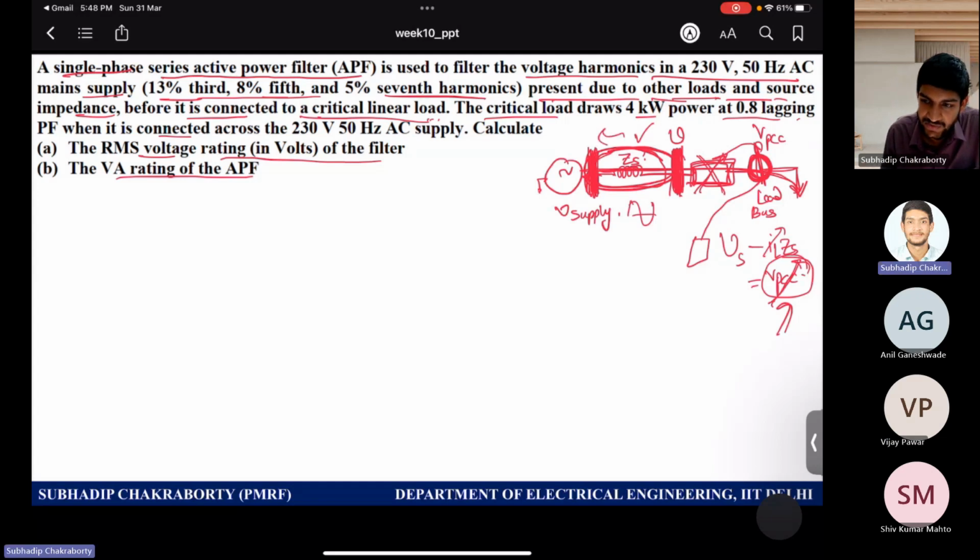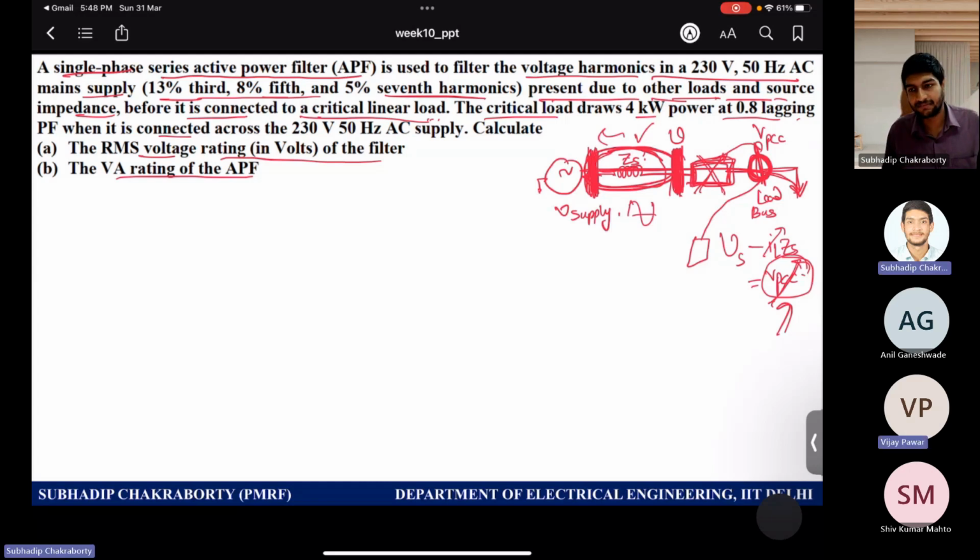But that effect which was previously appearing in the supply side was more. So we connected this device to controllably inject the harmonic voltages to improve the voltage quality at the supply side. And thereby improving the voltage quality, we also improve the current quality at the supply side without disturbing the operation of the load. So that's the basic operation.